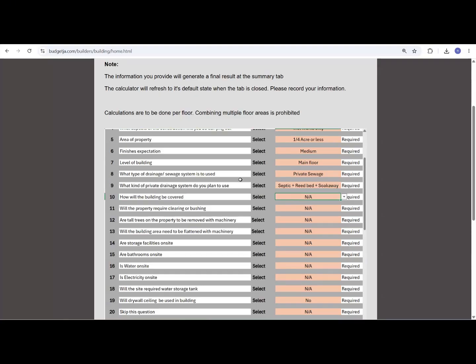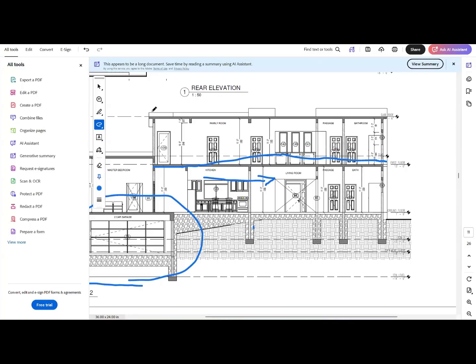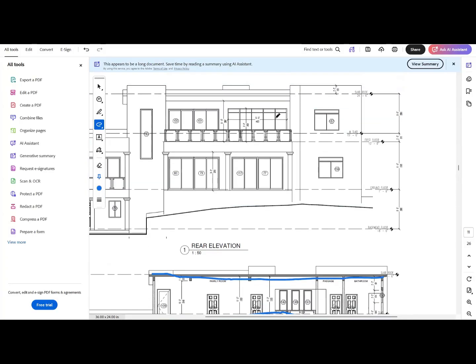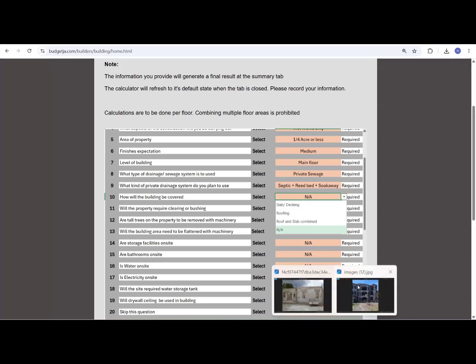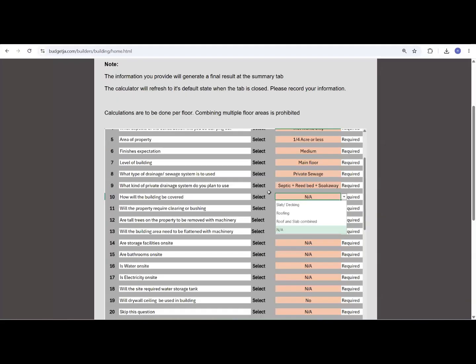Now, question 10 is asking how the building will be covered, and that you can get from the elevations as well as the sections. So in this case, you can clearly see that there's going to be a suspended slab on the building from the elevation and from the cross sections. So in that case, I can use slab/decking because decking is the most common term used in Jamaica. So you have that option. Or you can have a situation where you're doing all roof, which is somewhat similar to this, and you would use the roof option. Or you can have a combination of roof and slab, which is also an option.